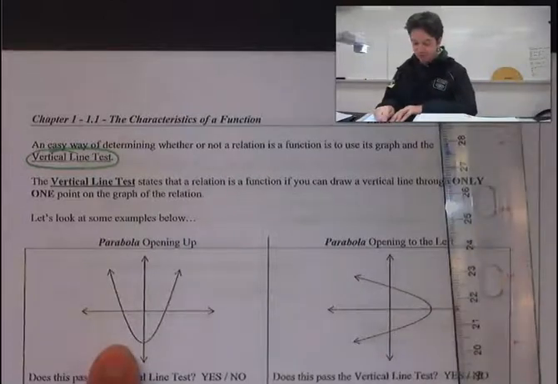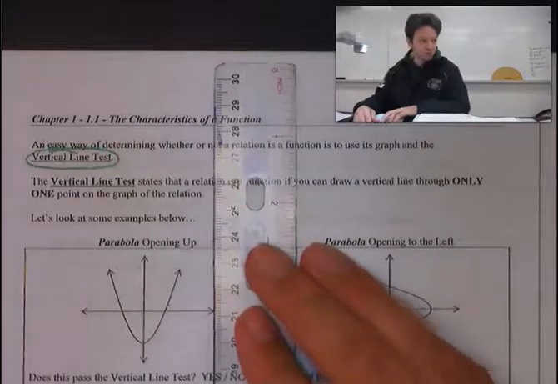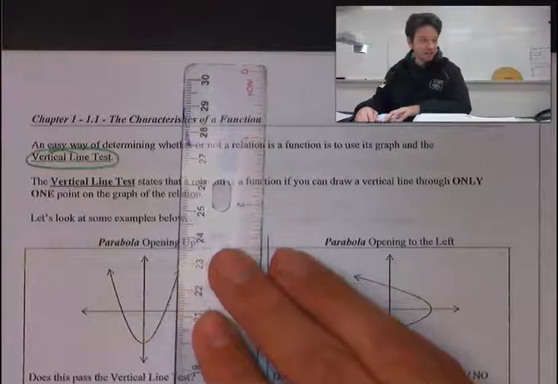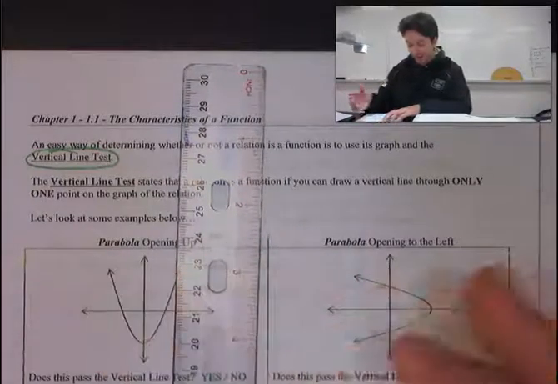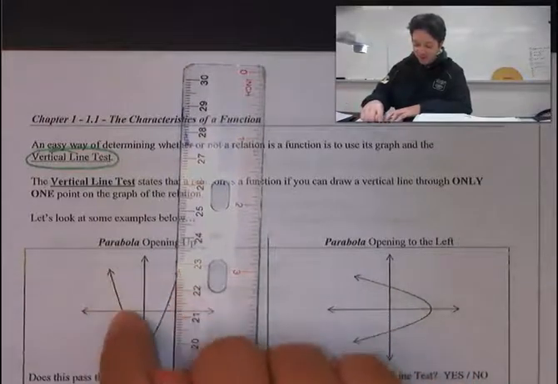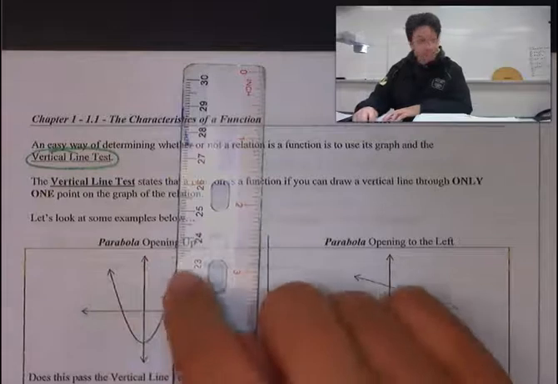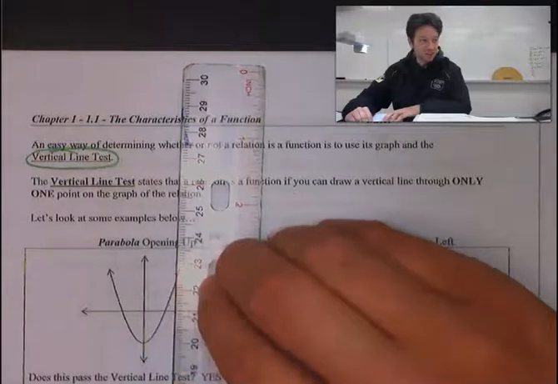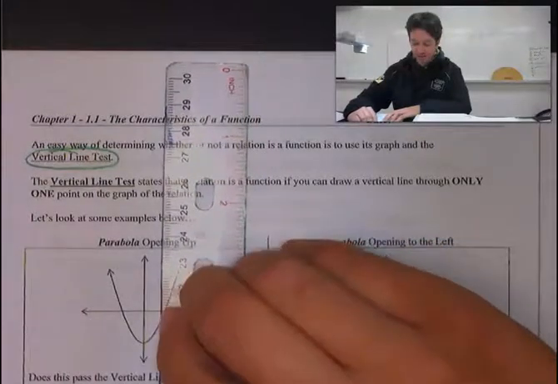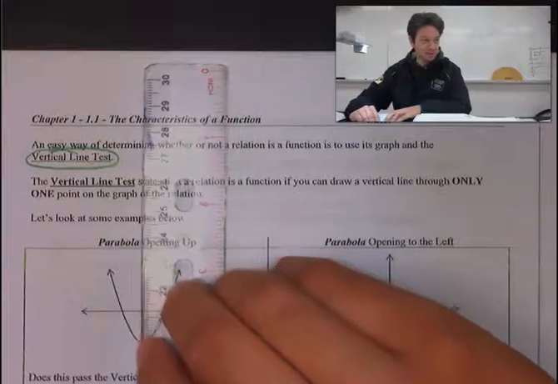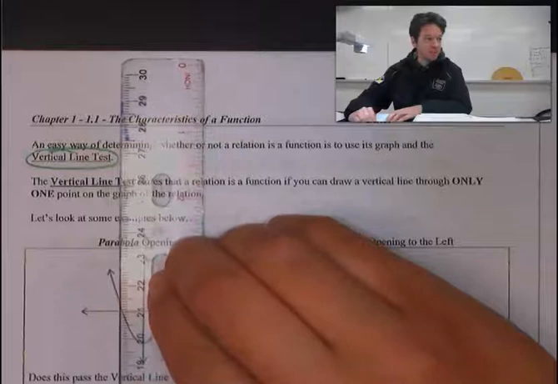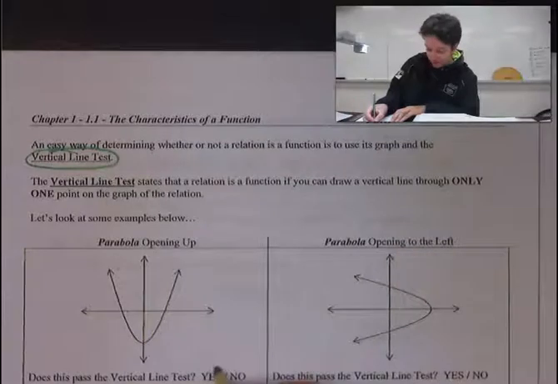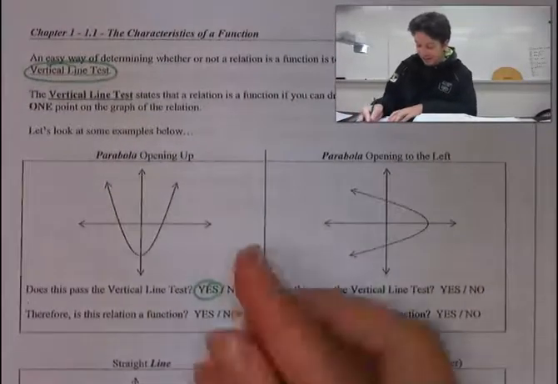So this first one, if I hold the ruler vertically and I move it across the x-axis, the place where this graph, this parabola, touches the ruler should only happen in one spot. You can see right now it's touching the ruler here. As I move it over, the place it's touching the ruler is getting lower, lower, down here. As I keep going, it only touches the ruler in one spot. If that happens, then you're good. This passes the vertical line test, and therefore it is a function.